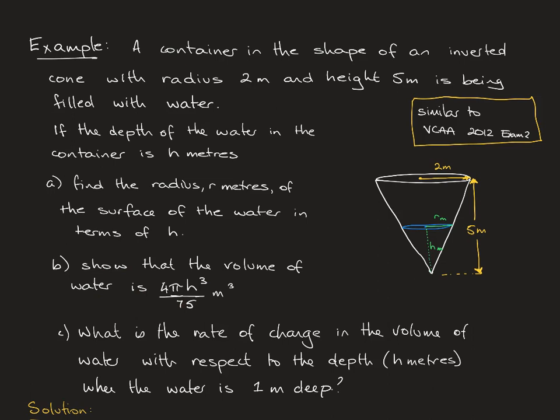And then finally answer the question: what is the rate of change in the volume of water with respect to the depth, h meters, when the water is 1 meter deep? So when the water is 1 meter deep, how fast is it changing? What's its increase or decrease, in what units have we got?